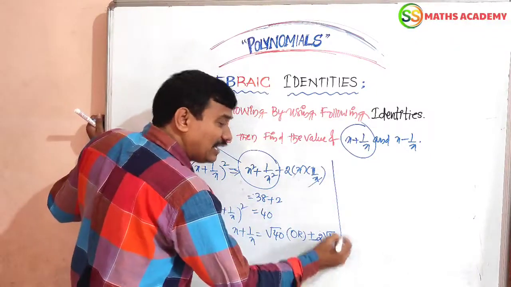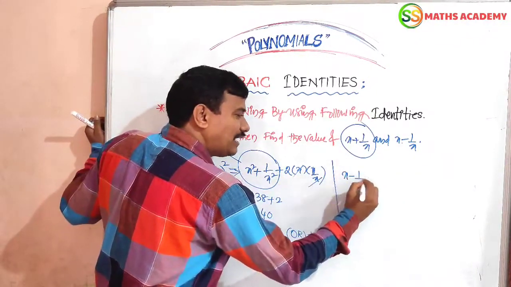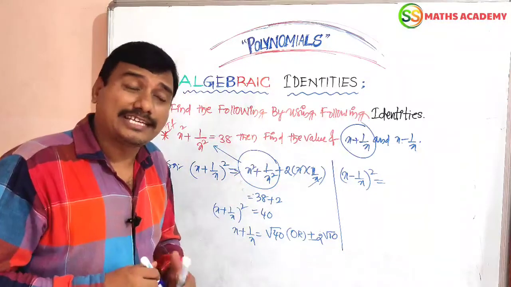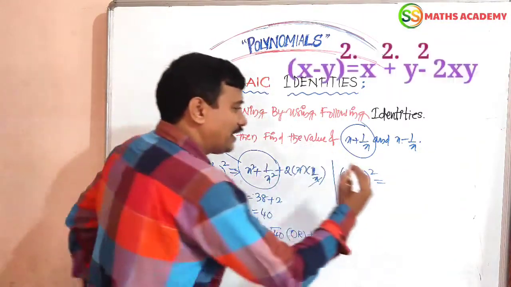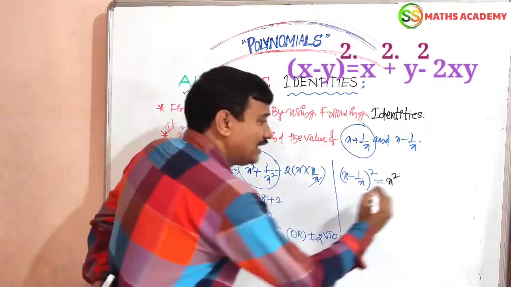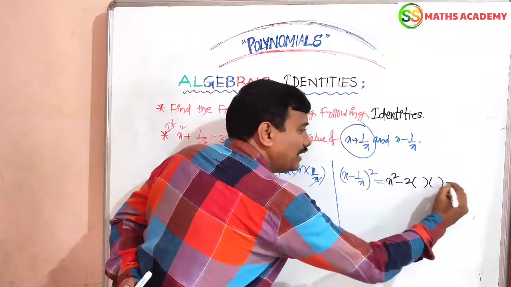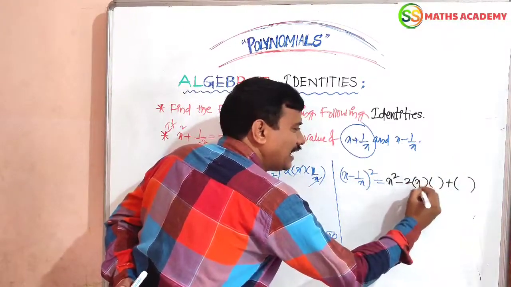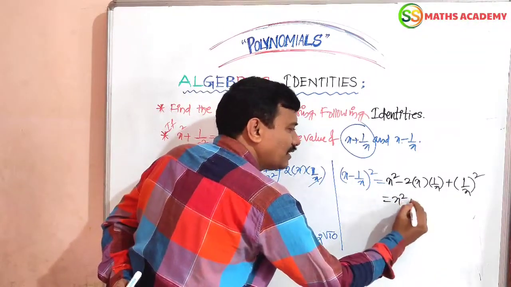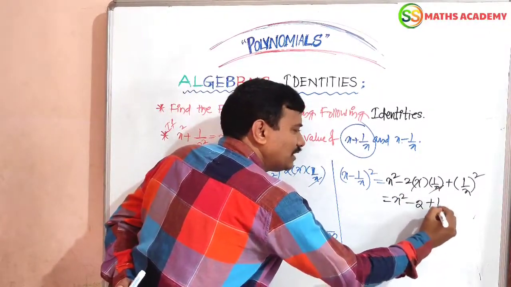Now in the same way we have to take this part, x minus 1 by x, squaring on both sides. x minus 1 by x whole square. I am using the second algebraic identity, friend. What is the second algebraic identity? a square minus 2ab plus b square. Right? x square, 2 gets cancelled, minus 2 plus 1 by x square.